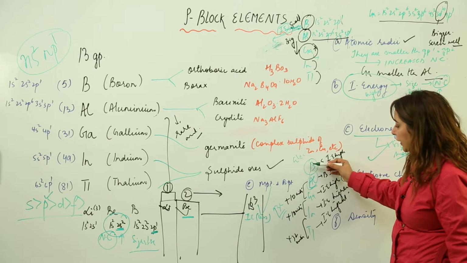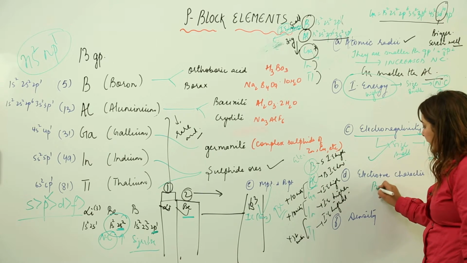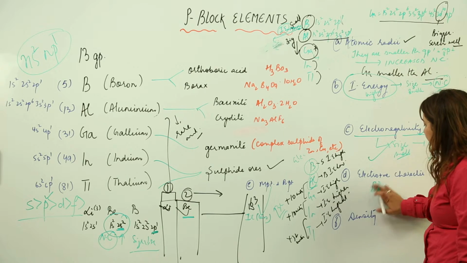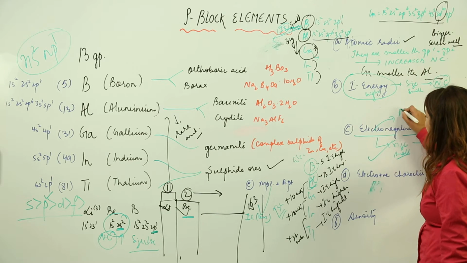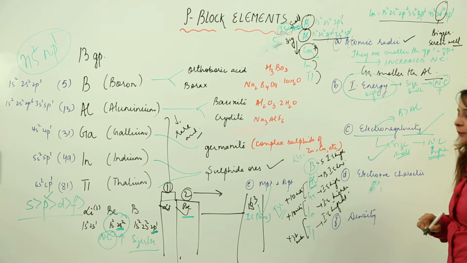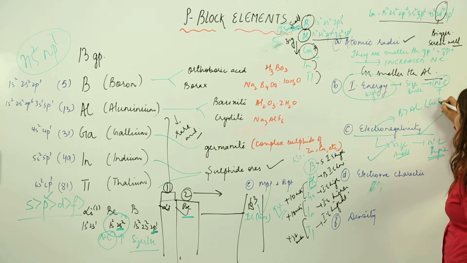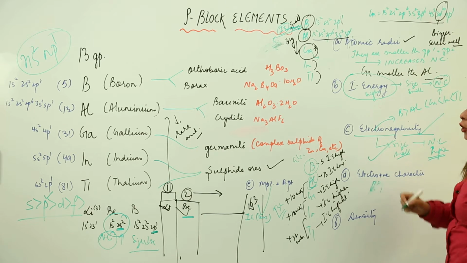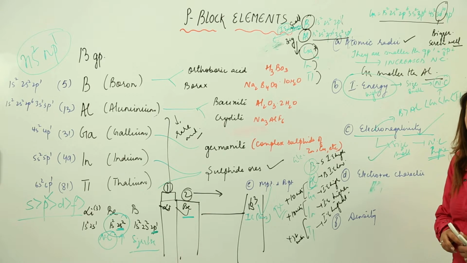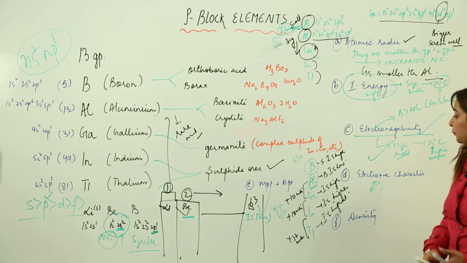That means first it decreased from boron to aluminium. That means boron, sorry, I am going to write here. Boron is more electronegative than aluminium. But gallium is more, indium is much more, and thallium is more, due to increase in the nuclear charge, as we have already discussed.